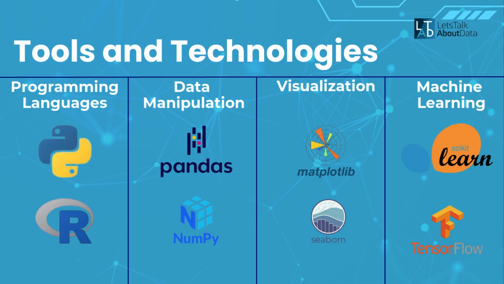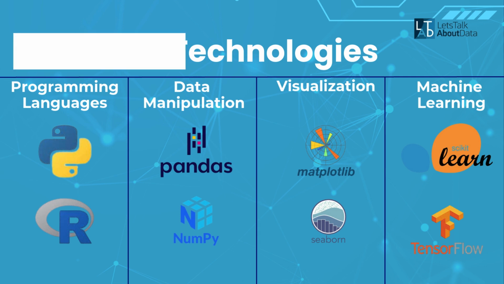To get started in data science, you'll need to learn some key tools and technologies. Programming languages, Python and R are the most popular. Data manipulation. Libraries like Pandas and NumPy make it easy to clean and analyze data. Visualization. Tools like Matplotlib and Seaborn help you create stunning visualizations. Machine learning. Libraries like scikit-learn and TensorFlow allow you to build and train models. Don't worry if you're not familiar with these yet. We'll cover them in detail throughout this series.